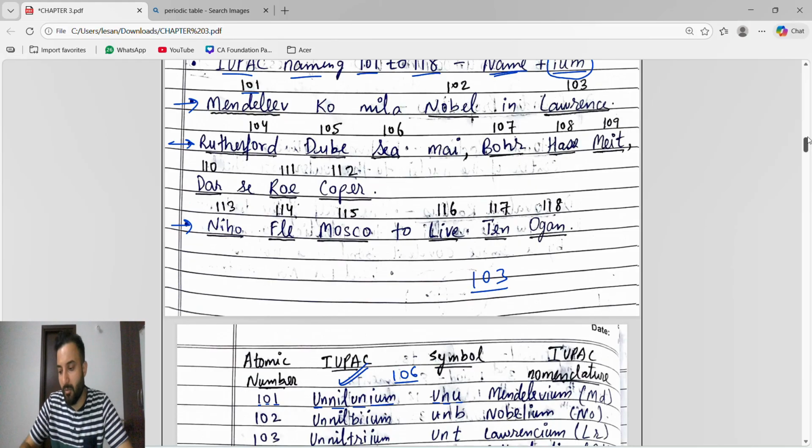What is the trick? Arey bolo re bhaiya. First, Mendeleev ko mila Nobel in Lawrence. Second, Rutherford dube see mein, Bohr Hs Mt, Ds Rg Cn. Third is Nh Fl Mc, Lv Ts Og. That's it.